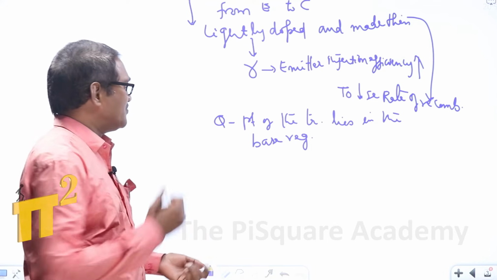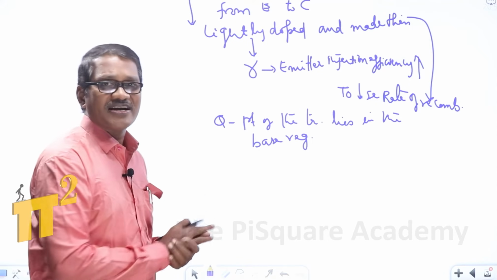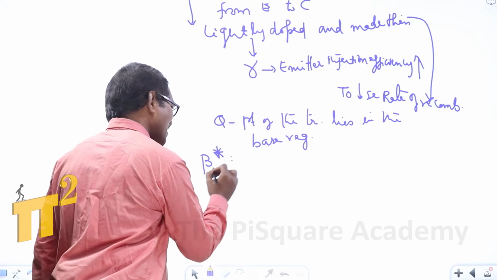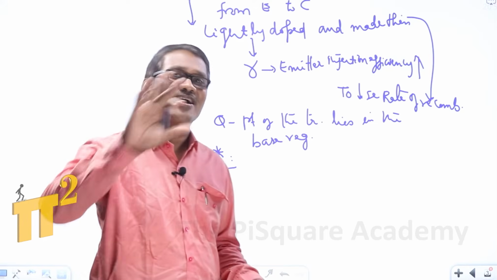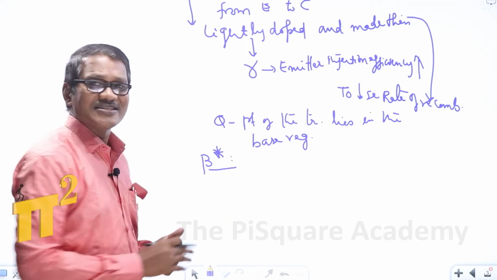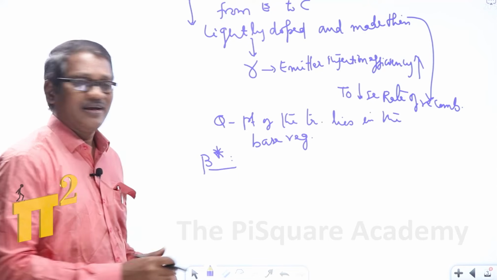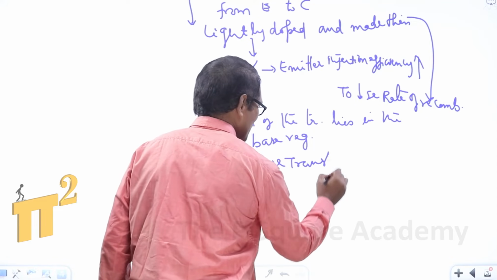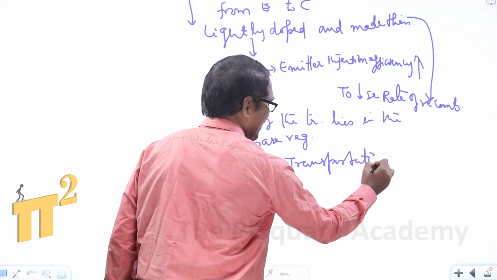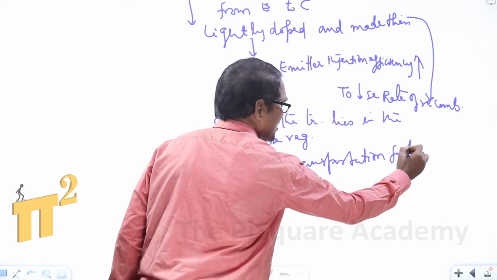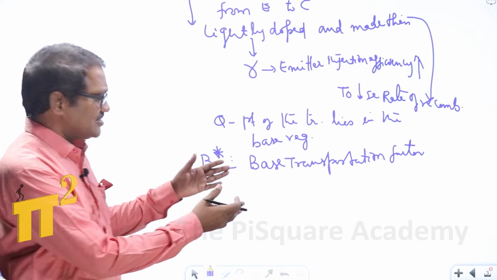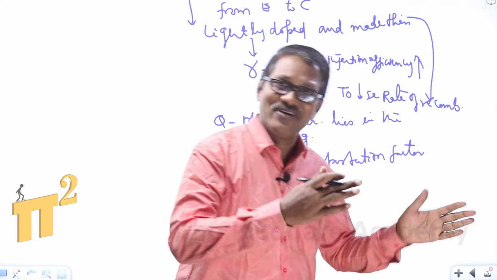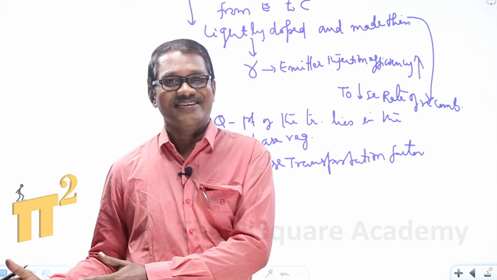Next one is the base transportation factor, beta star. Beta star is different from beta. So what is beta? Beta is the current gain in CE configuration, that is different. Whereas beta star is the base transportation factor. So what does the base transportation factor tell us? It tells us how effectively the base transports the majority charge carriers from emitter to collector region. Have you understood this, right?